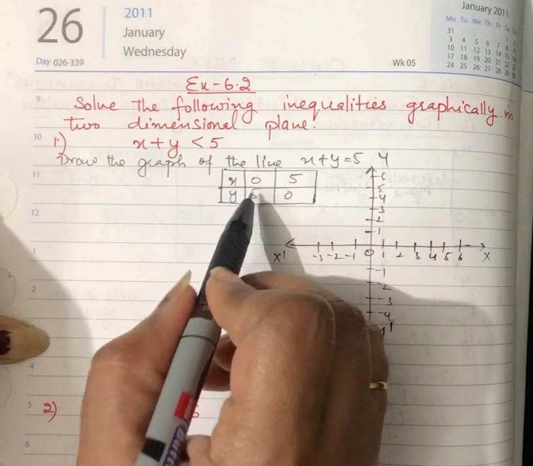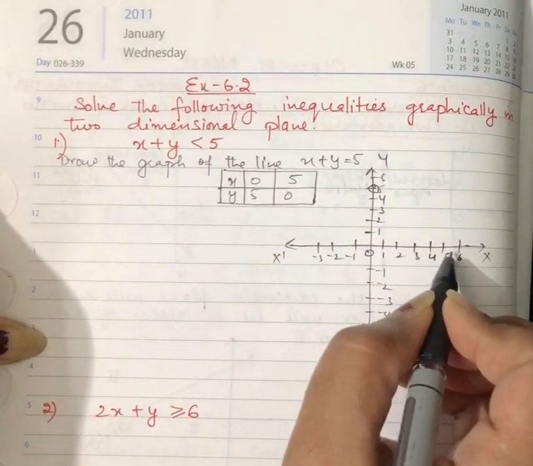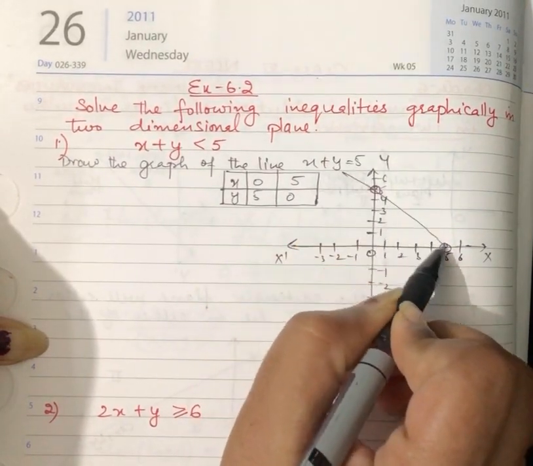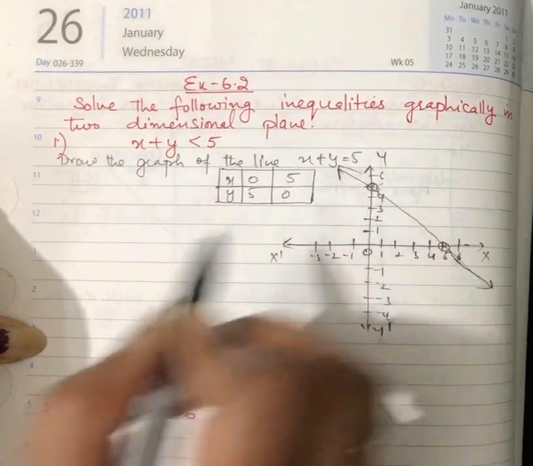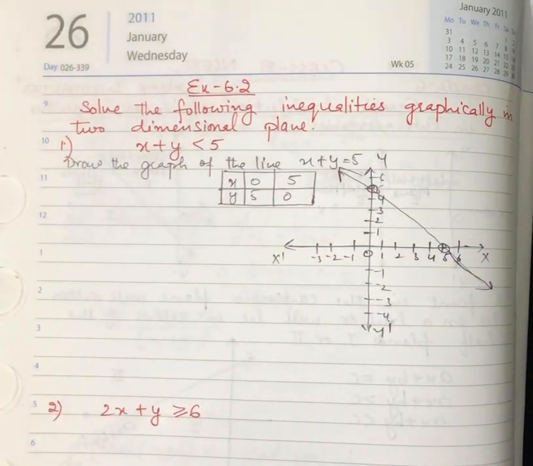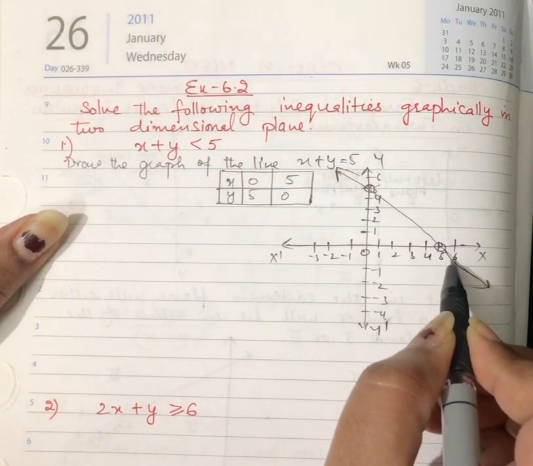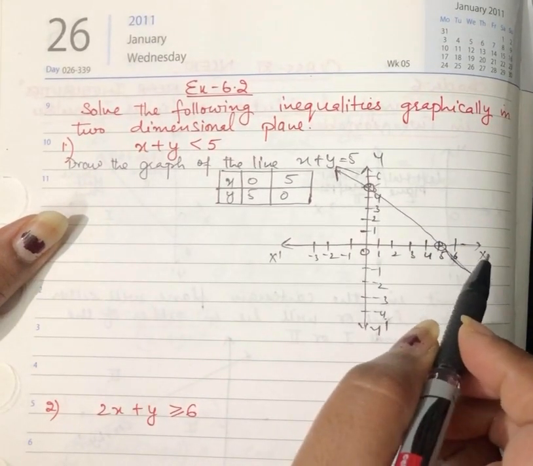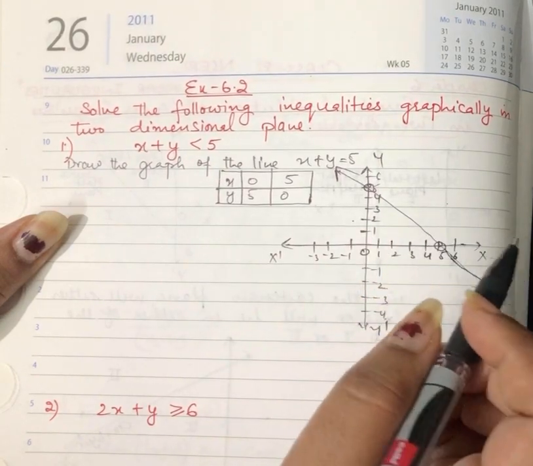So if we plot the first point 0, 5, that will be here, and then 5, 0, this will be here. So we join this. So we can see this is our line. You can draw this with the help of a scale, so that will be more appropriate. I have drawn it roughly. So this is our line. So it divides the region into two parts, first half plane, second half plane.